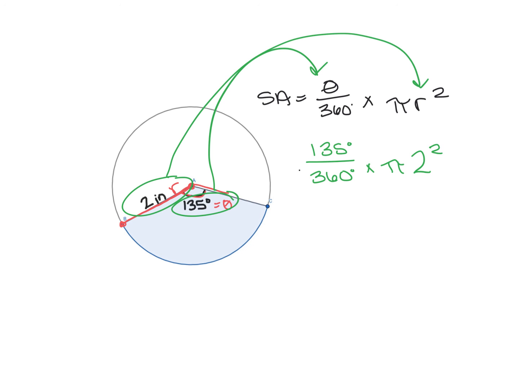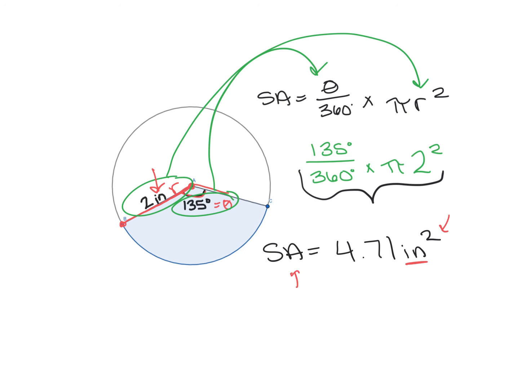And just like before, we enter this into the calculator exactly as is to find out that our sector area, SA, is going to be equal to 4.71 inches squared. Again, 4.71 after rounding, inches being our units, and squared because the A in sector area means that we're using an area formula, which means our units need to be squared.